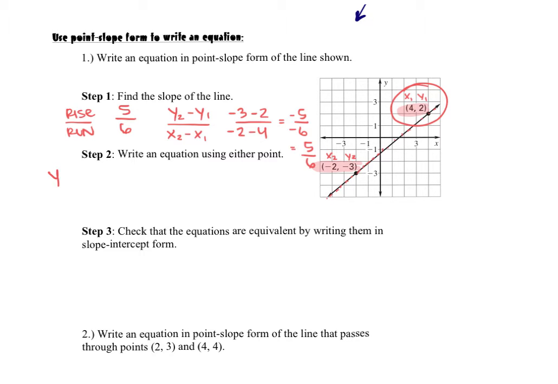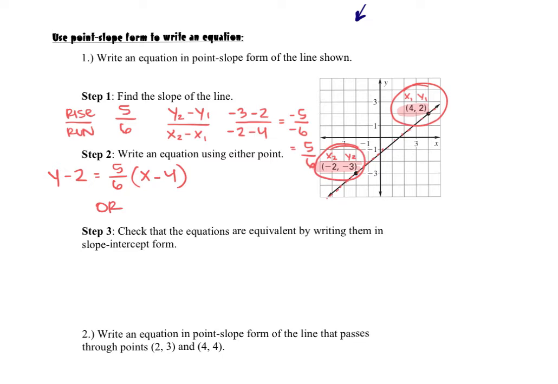So I have y minus the y-coordinate, which is 2. So y minus 2 equals the slope, 5/6, and then x minus the x-coordinate. And that's your answer. In some ways, this form is really nice because before we had to do all this work to find the y-intercept, and now I don't need to do that because any point works in this form. I can also use the other point.